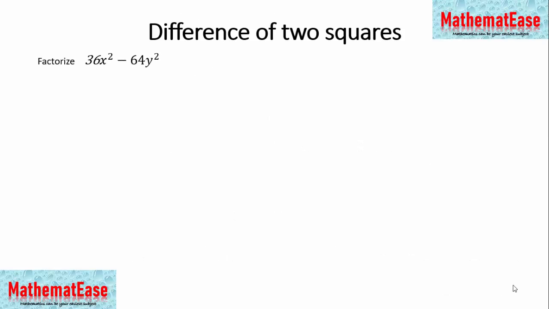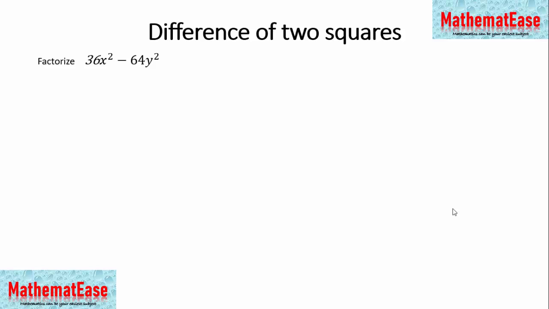Now this is another one. In this question, I have 36x squared minus 64y squared. One can just think, since 36 is a perfect square and 64 is a perfect square, that it is 6 squared x squared minus 8 squared y squared. Then the final answer will be (6x minus 8y)(6x plus 8y). This one will not completely factorize the question.